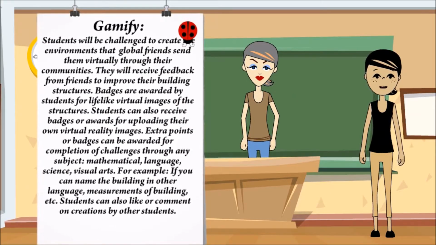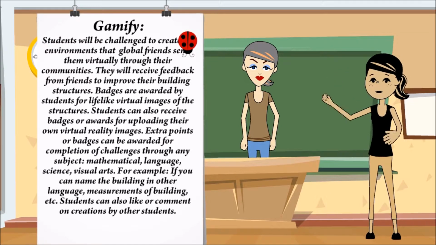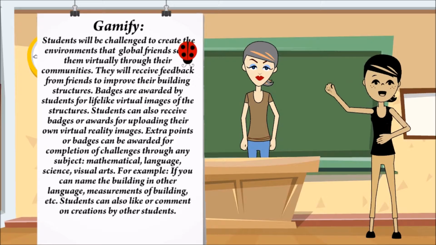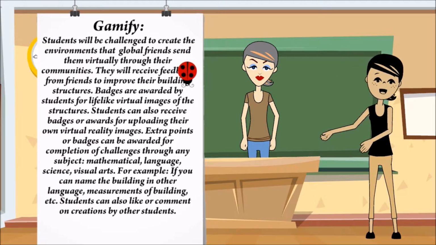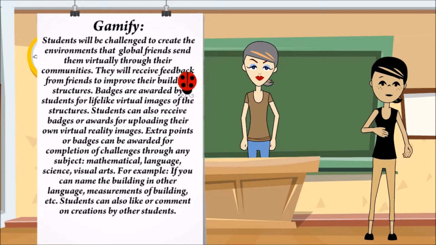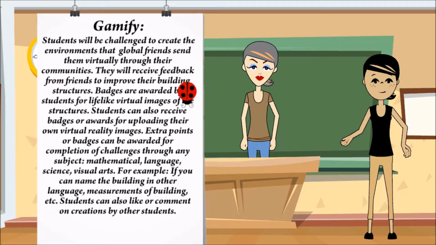Students will be challenged to create the environment that global friends send them virtually through their communities. They will receive feedback from friends to improve their building structures. Badges are awarded by students for lifelike virtual images of the structures. Students can also receive badges or awards for uploading their own virtual reality images.